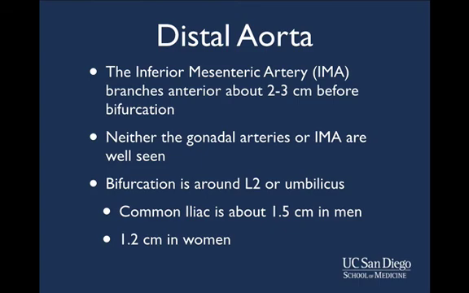What we do see is the bifurcation of the aorta around L2 or just above or at the level of the umbilicus. We notice it bifurcating into the common iliac arteries. In men, these are approximately 1.5 centimeters in diameter. In women, the average is 1.2 centimeters in diameter.